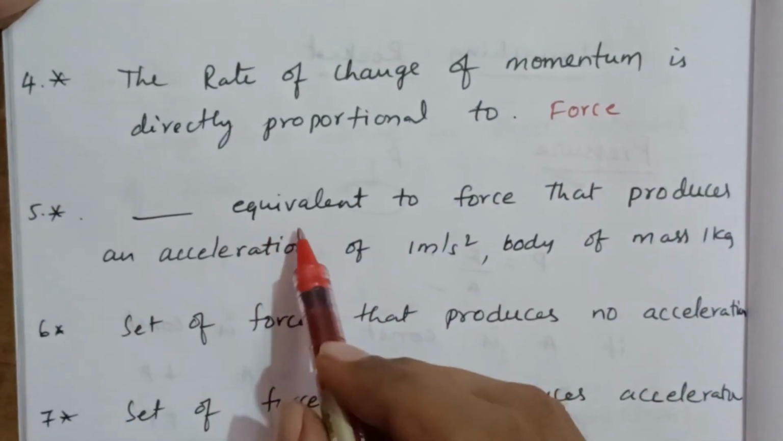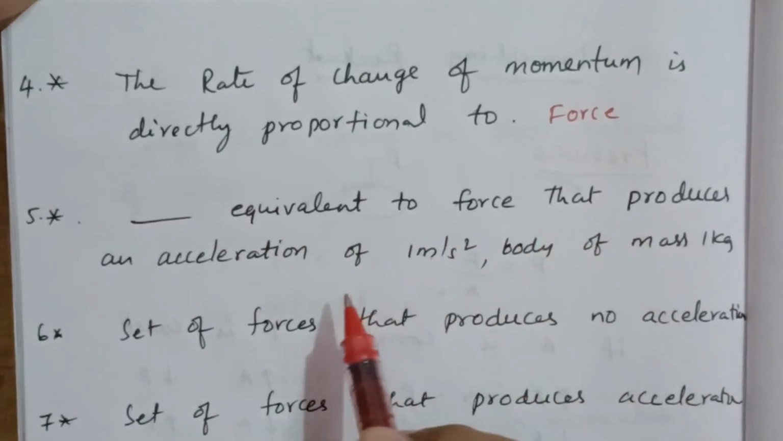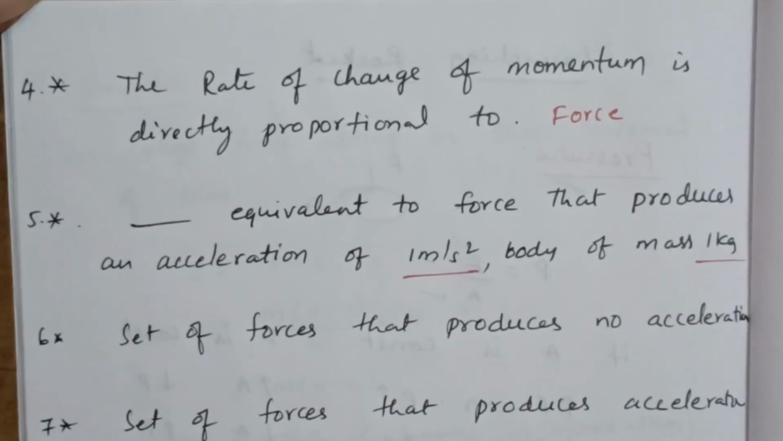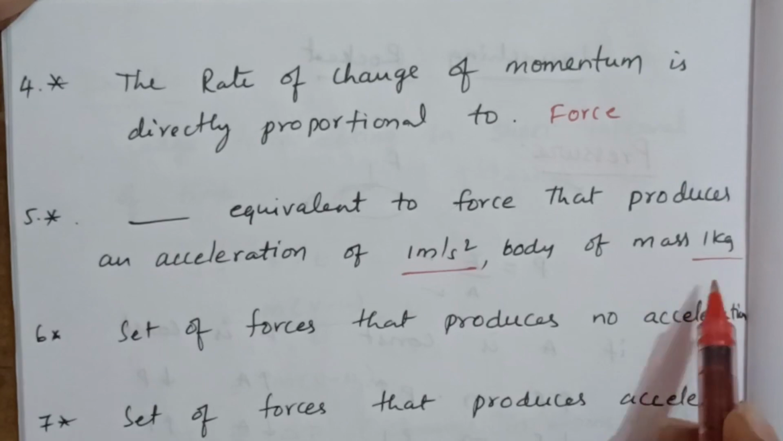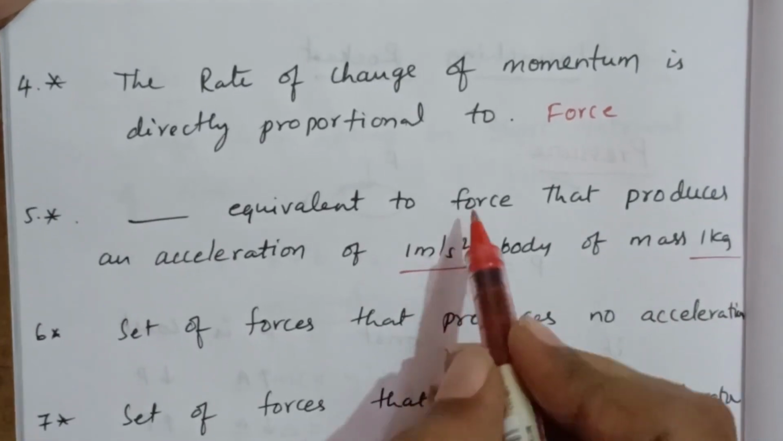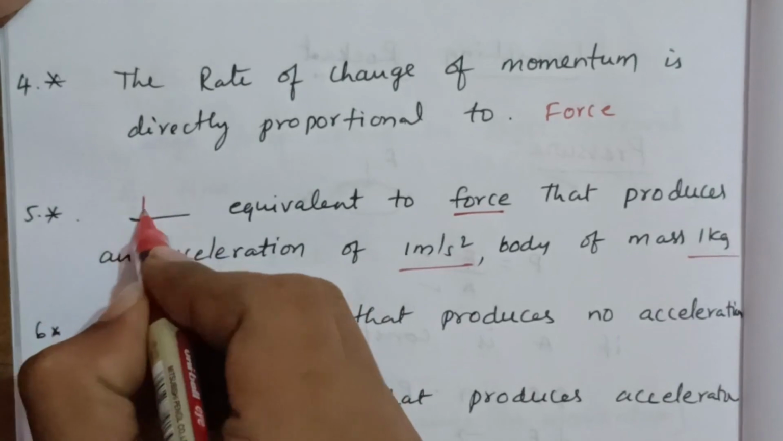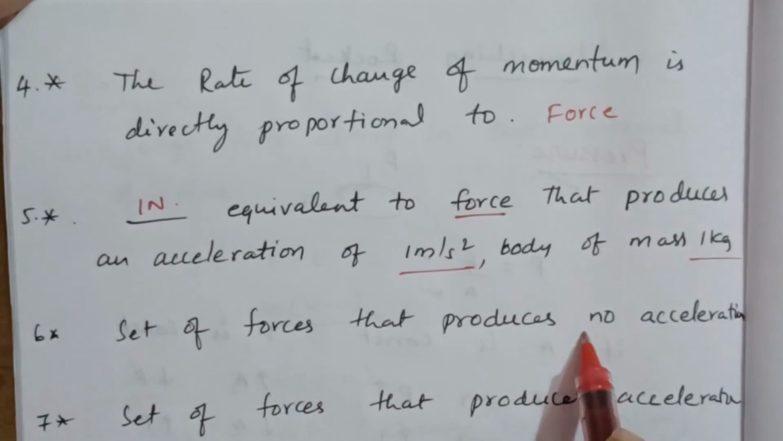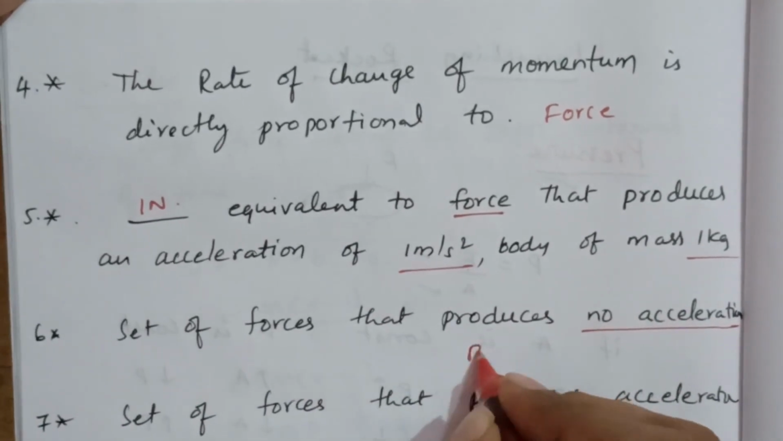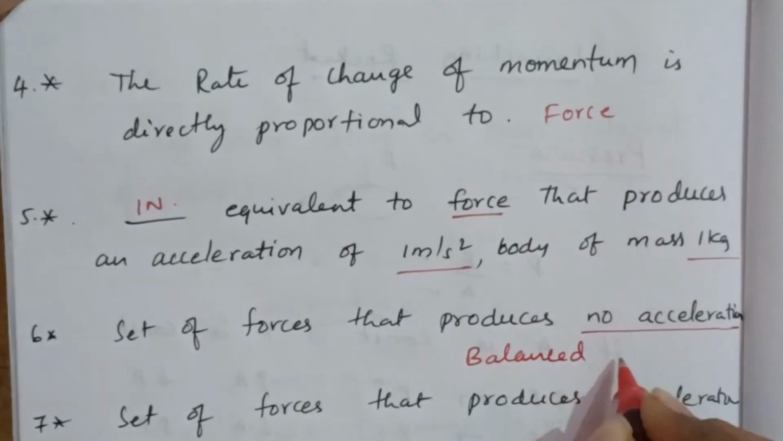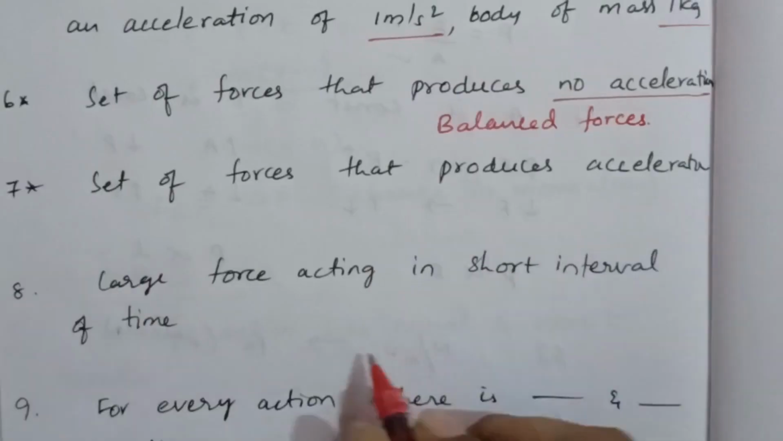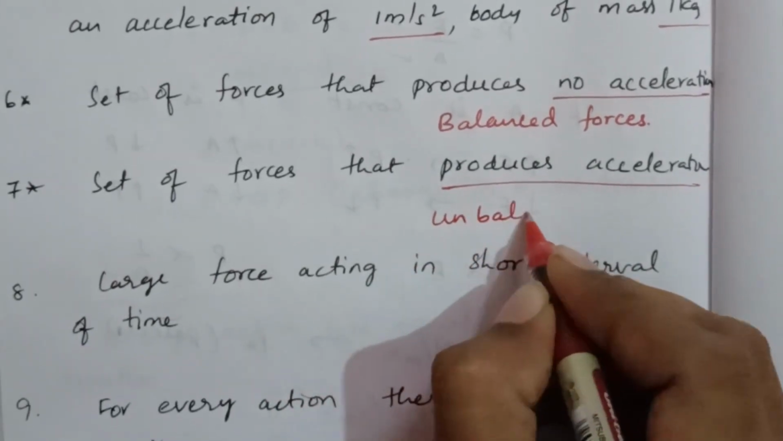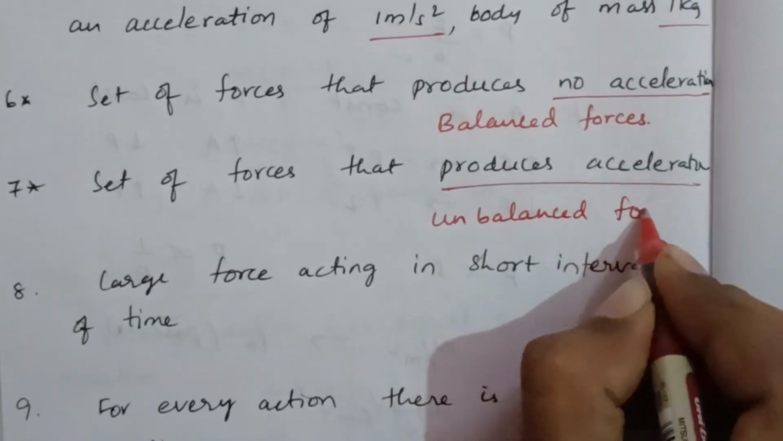Next, dash is equivalent to the force that produces an acceleration of 1 meter per second square in a body of mass 1 kg. Mass is 1 kg, acceleration is 1 meter per second square, then the force equivalent is 1 Newton. A set of forces that produces no acceleration means balanced forces. A set of forces that produces acceleration means unbalanced forces.